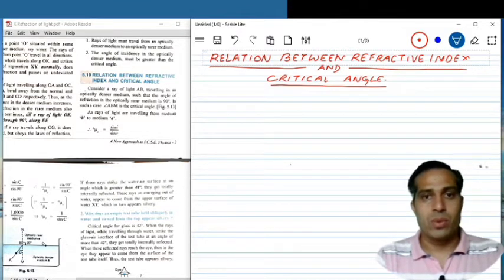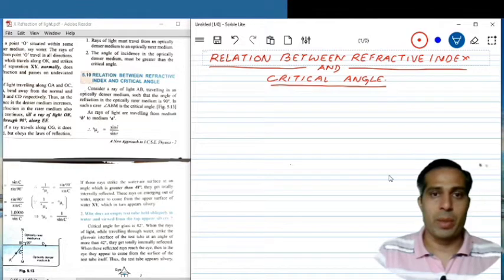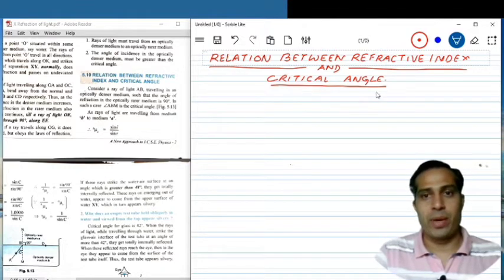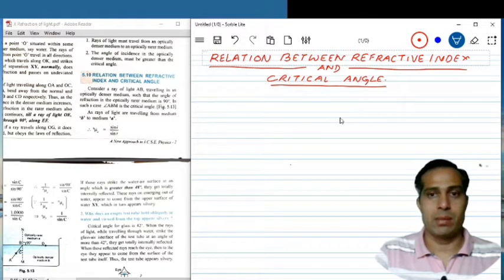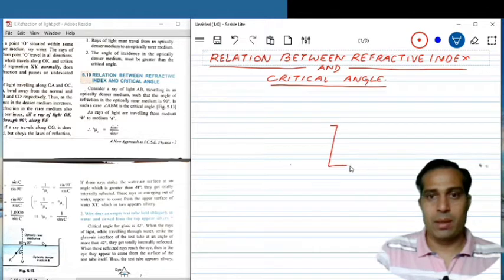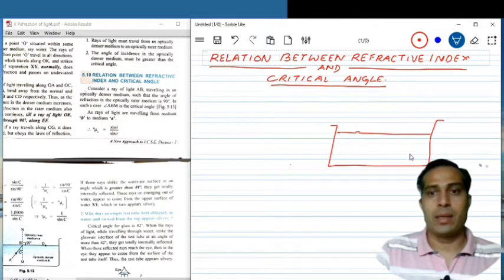So let's start today's topic, relation between the refractive index and critical angle. So suppose we are having two media like this. Here we discuss, this is the water here in the tub, suppose, and this medium is the medium B and this medium is the medium A. Means A is the medium which is rare and B is the medium which is denser.